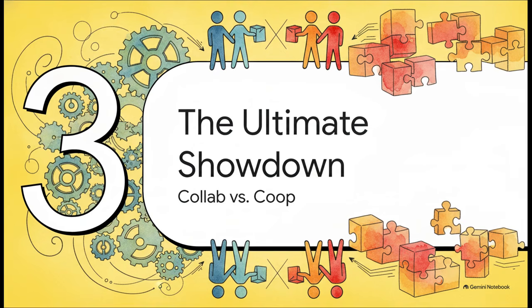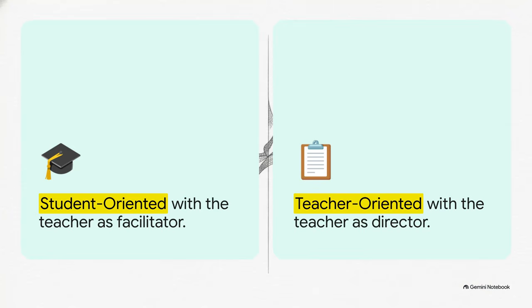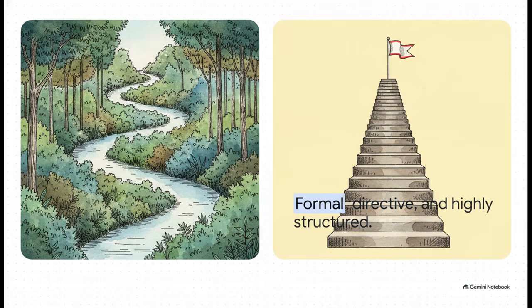Collaborative versus cooperative. Let's break down the orientation first. In collaborative learning, the approach is 100% student-oriented. The teacher takes a step back and acts purely as a hands-off facilitator, leaving room for student-centered discovery. Now, in cooperative learning, the teacher acts as a hands-on director. They manage a teacher-oriented activity, meaning they are actively, constantly involved in guiding the group toward a very specific academic outcome.